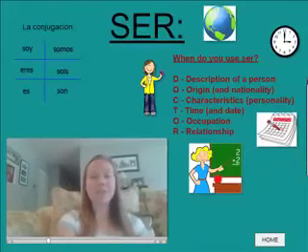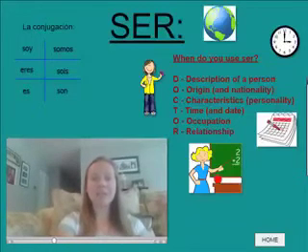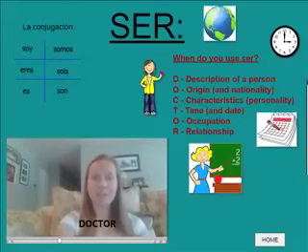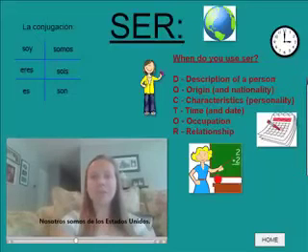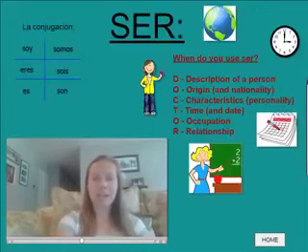Let's take a closer look at the uses of ser. If you look to the right of the screen, you can see our mnemonic device that spells out doctor that is going to help us remember when to use ser. The D stands for descriptions of a person. For example, María es baja. The O stands for origin. Nosotros somos de los Estados Unidos. You would also use it for nationality, as in, nosotros somos estadounidenses.